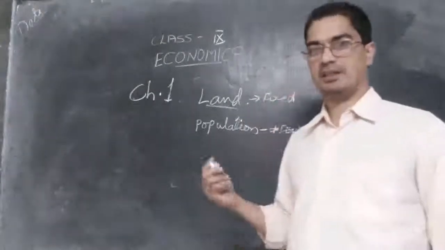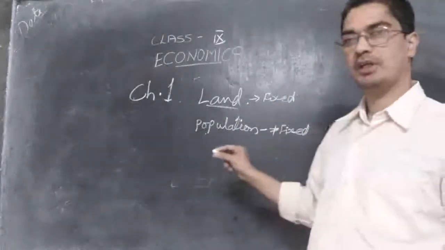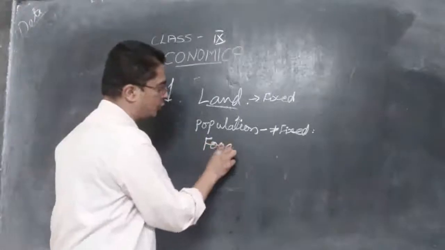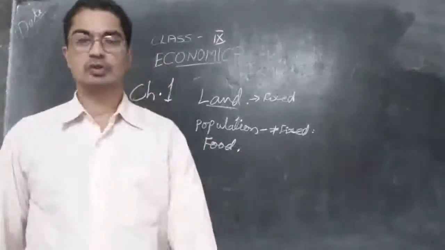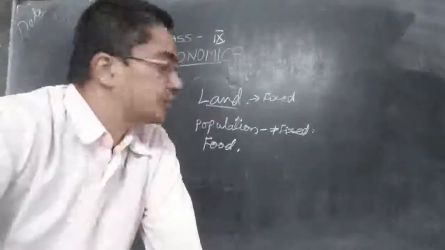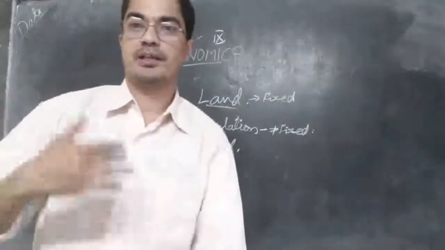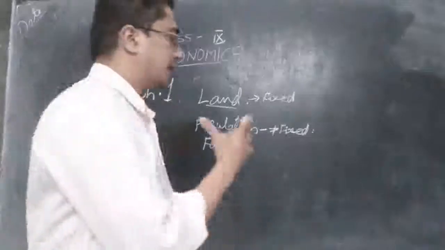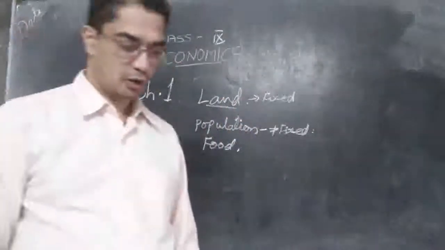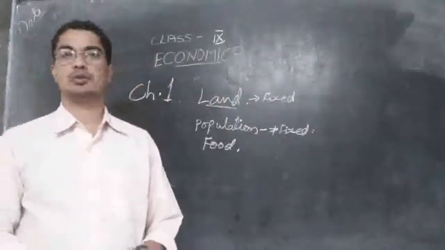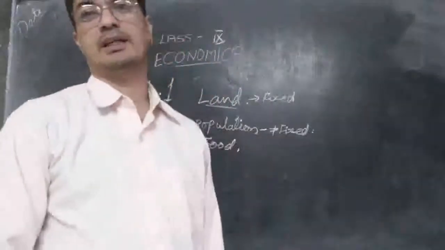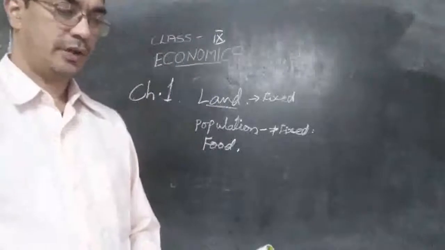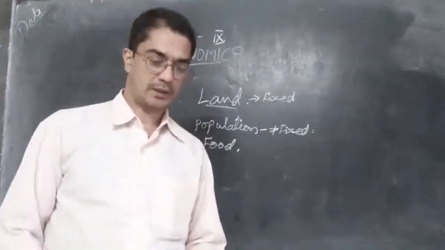So if the population is increasing, what do we need to increase? We need to increase food, because people need food. So how to increase the food? The land is fixed, land cannot be expanded. If we could expand the land, then we could cultivate more area and get more food for the people. But here the land is fixed, we cannot increase it more and more. So what is the solution that is ahead? What can we do? What we can do is improve our cultivation.